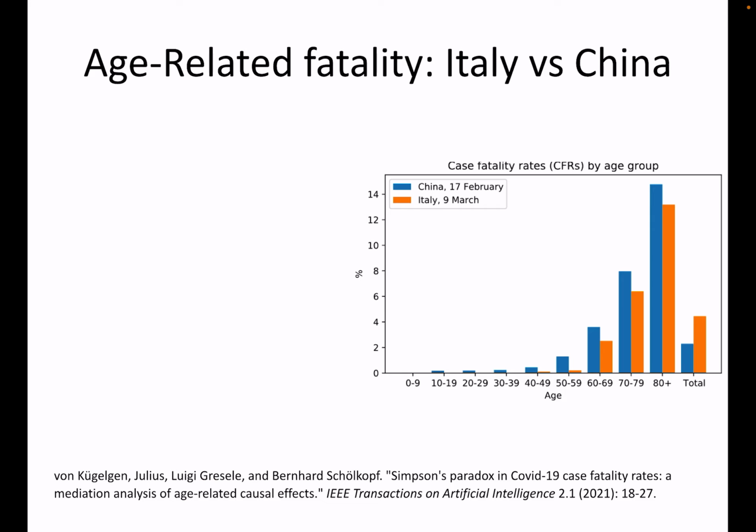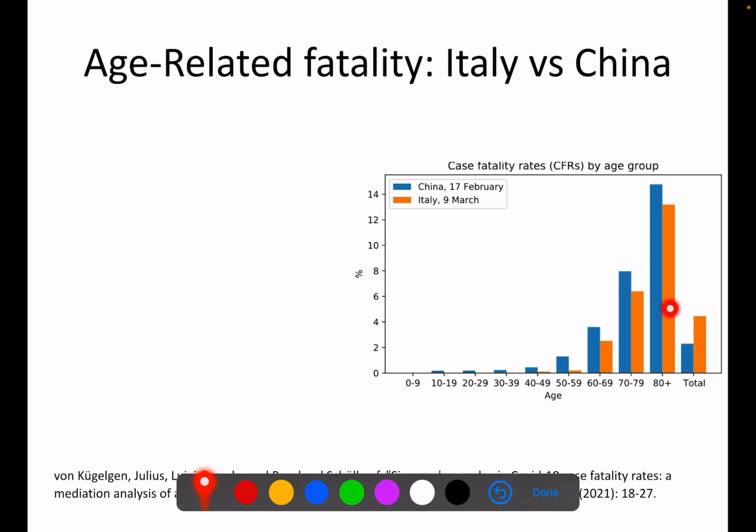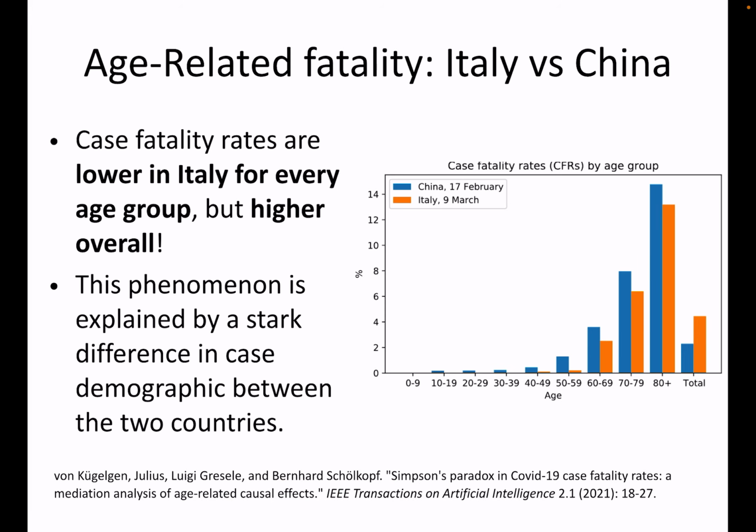It makes sense in my head, but I don't know what I expected. Yeah, so what happened is that in Italy, they had more in this group, right? So there were more elderly deaths in Italy compared to China. And since the fatality rate in elderly is higher, then basically the overall rate was higher.